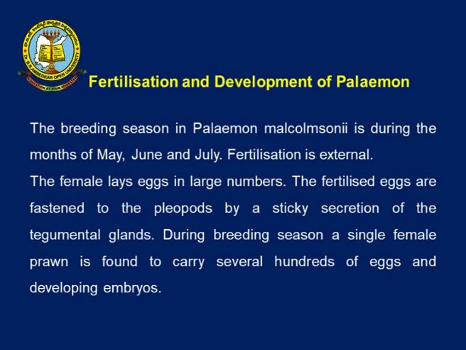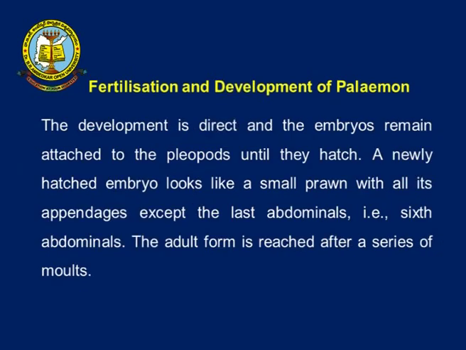The female carries the eggs by a sticky secretion of the tegumental glands. During the breeding season, a single female prawn is found to carry several hundreds of eggs and developing embryos. The development is direct and the embryos remain attached to the pleopods until they hatch. A newly hatched embryo looks like a small prawn with all its appendages except the last abdominal, that is the sixth abdominal segment. The adult form is reached after a series of molts.